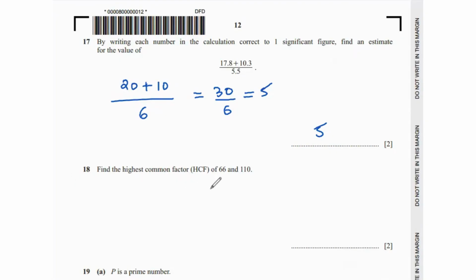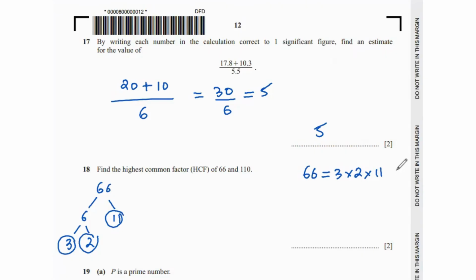Find the highest common factor of 66 and 110. So for the highest common factor, we can create the factor tree. 66 can be broken down into 6 times 11. 6 can be broken down into 3 times 2. And 11 remains as it is because it's a prime number. We cannot break it down. 2 and 3 are also prime numbers, so we cannot further break them down as well. So we have 3 times 2 times 11 for 66.